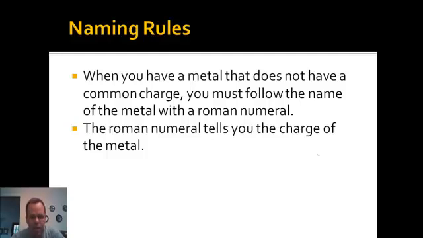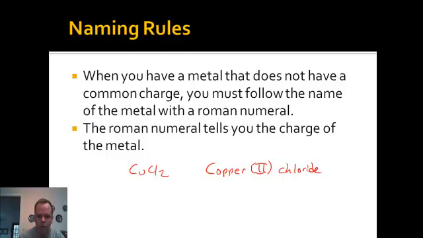When you have a metal that doesn't have a common charge in the name, what we do is write a Roman numeral. That Roman numeral tells us the charge of the metal. So in our CuCl2 case, we knew it was copper with a 2+ charge, so our name will be copper, Roman numeral 2, chloride. We still do the IDE ending at the end. So it's the same as our previous type of naming, except now we're including a Roman numeral, and that Roman numeral tells us the charge of the copper. A common mistake is people think that that Roman numeral tells us how many coppers we have. That is not true. It is the charge of the copper.